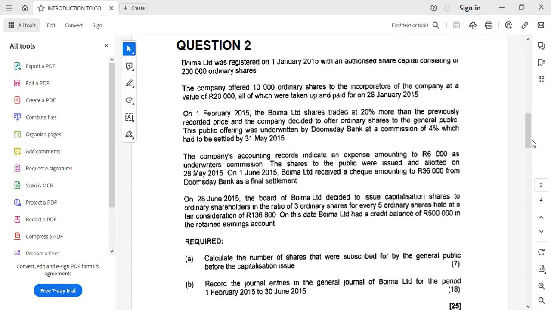On 28 June 2015, the board of Boima Limited decided to issue capitalization shares to ordinary shareholders in the ratio of 3 ordinary shares for every 5 shares held at a fair consideration of 136,800. On this date, Boima Limited had a credit balance of 500,000 in the retained earnings account. Calculate the number of shares that were subscribed by the general public before the capitalization issue.